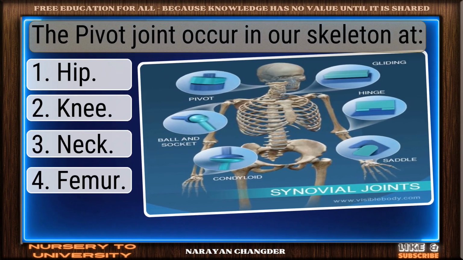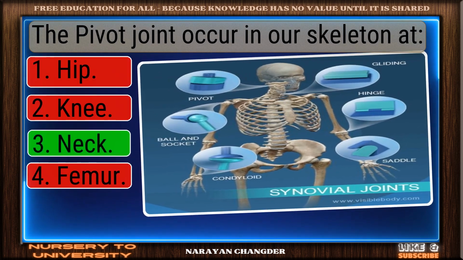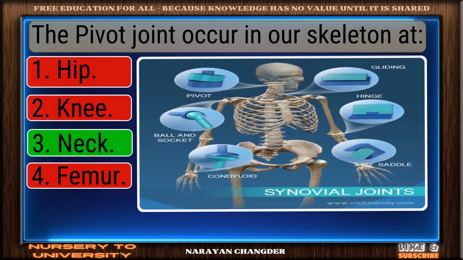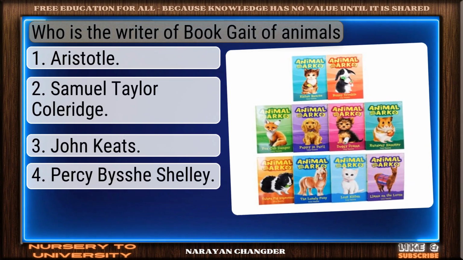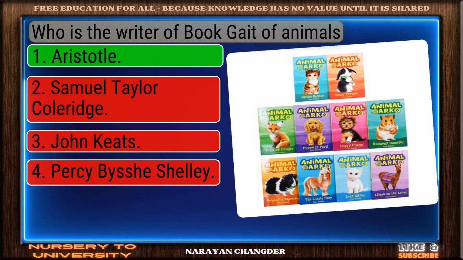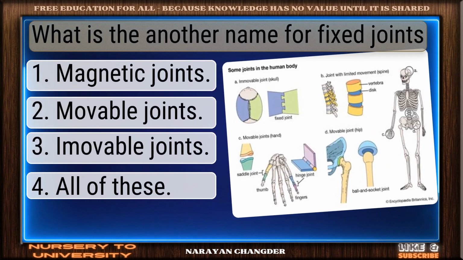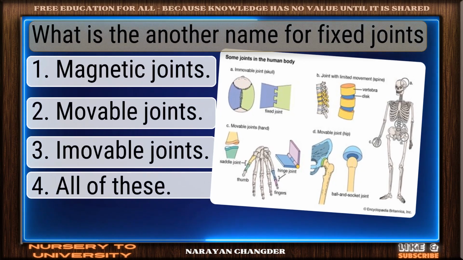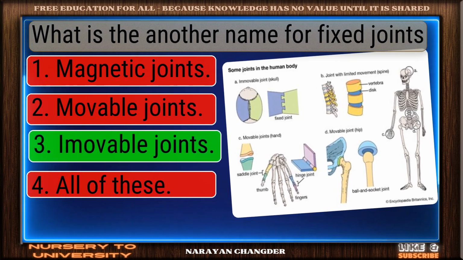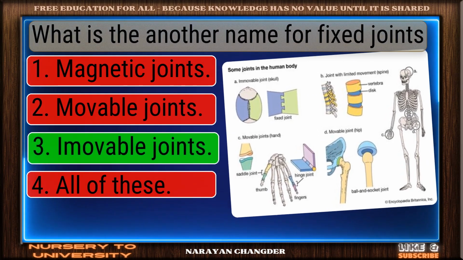The pivot joint occurs in our skeleton at? Well reasoned. Neck is the correct choice. Who is the writer of book Gait of Animals? Excellent choice. Aristotle is the right answer. What is another name for fixed joints? Exactly. Immovable joints make sense, and it is the right choice.